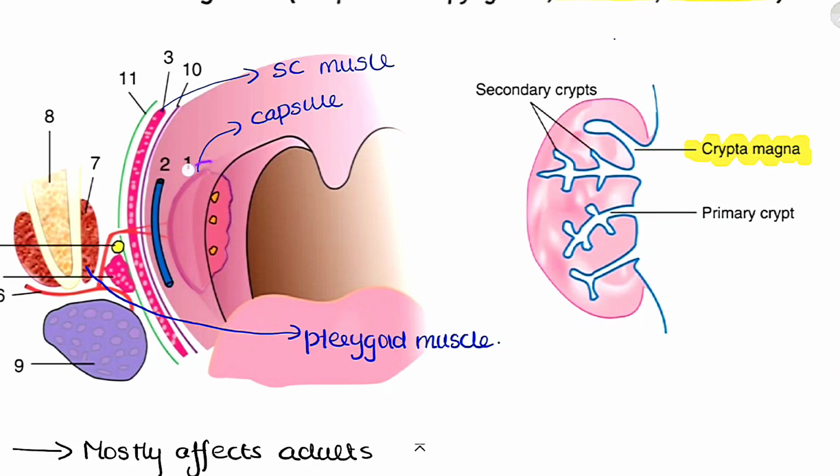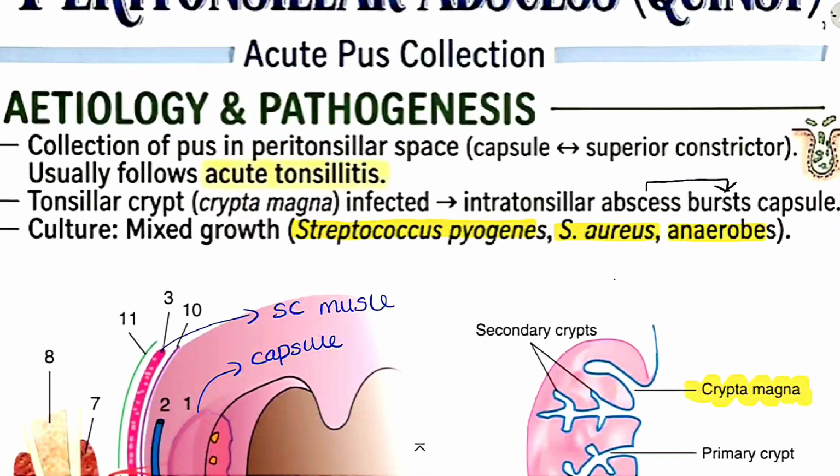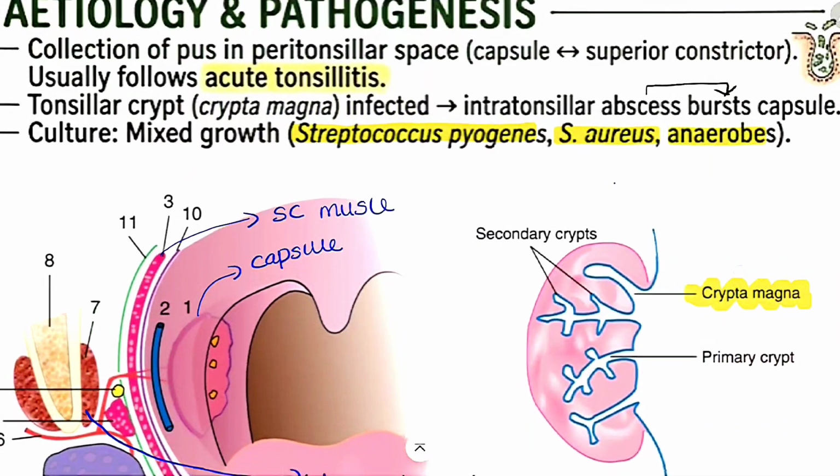So this is a tonsil and this one is the capsule of the tonsil and this one is a superior constrictor muscle. So it is this space known as peritonsillar space which causes peritonsillar abscess, and this usually follows an acute tonsillitis. So this is a complication of acute tonsillitis, and here the tonsillar crypts are affected, and which crypt?